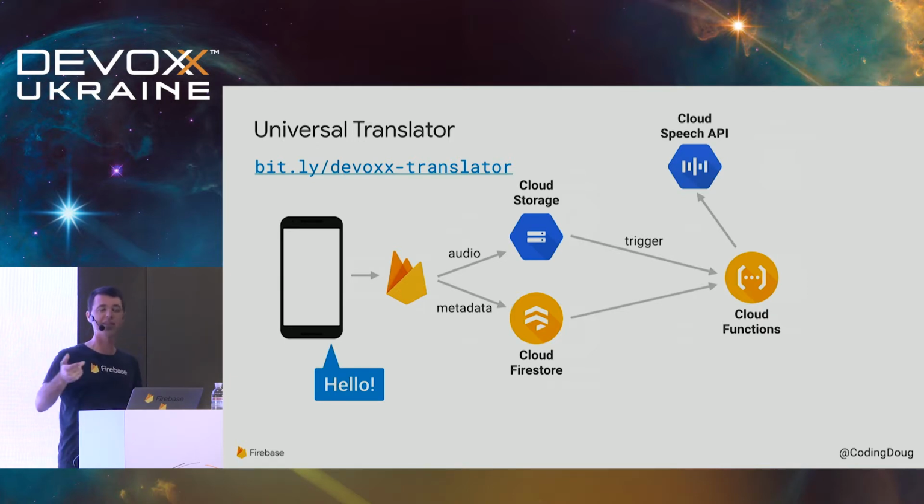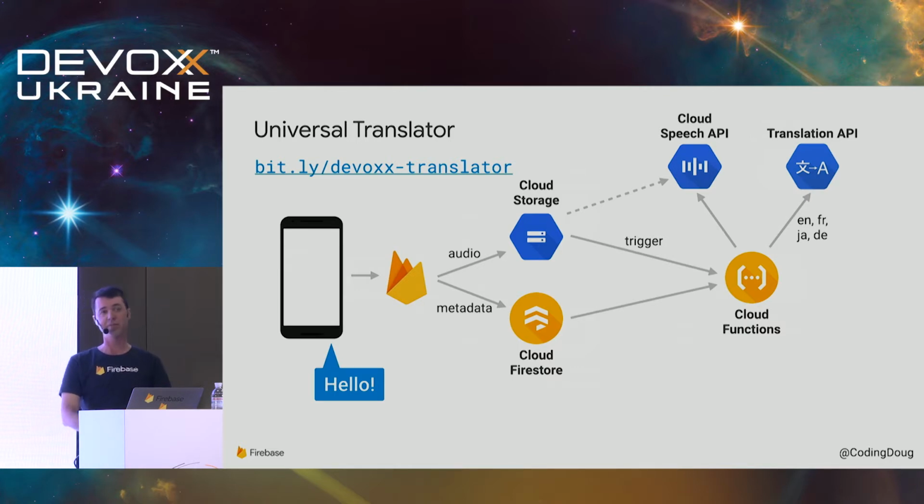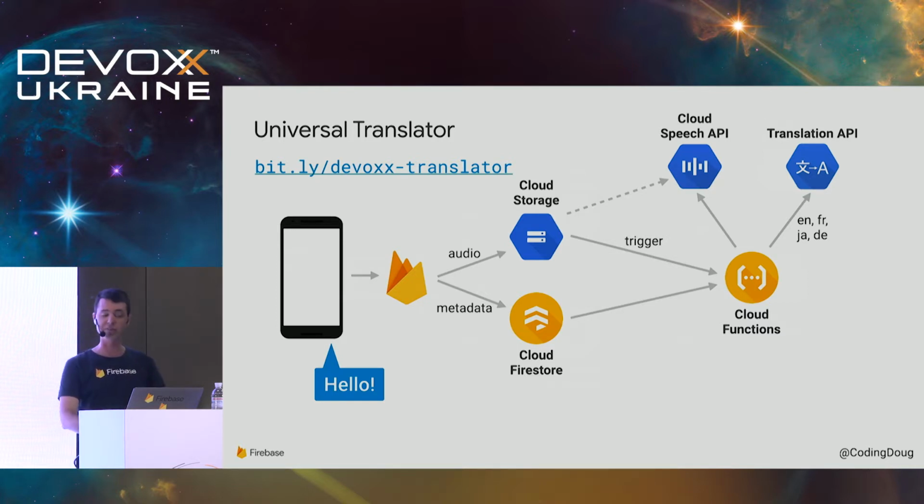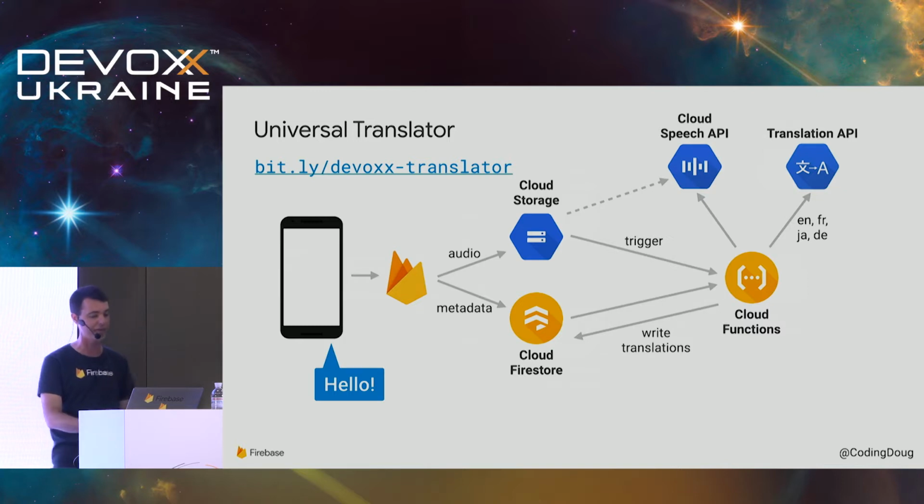So it's going to translate that audio into actual text. It's going to get a transcript of what I said. And then it's going to feed that into Translation API. So now I'm going to request 8 or 9 different language translations of what I just said. So with those translations, I'm going to write them back into the same document in Cloud Firestore.